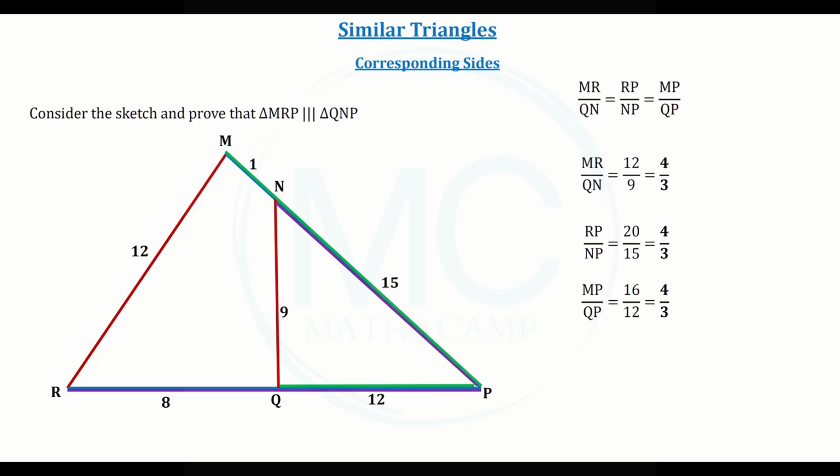Now we have 3 equal fractions, which means the sides are in proportion, and these are similar triangles. So now we can say triangle MRP is similar to triangle QNP because all 3 sides are in proportion. So our reason is SSS for side, side, side.